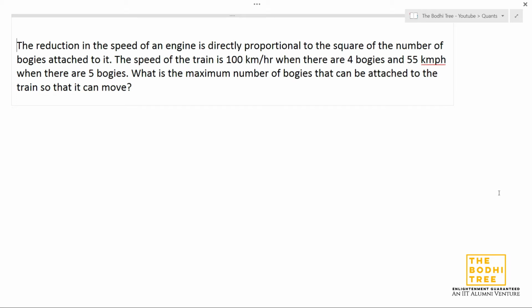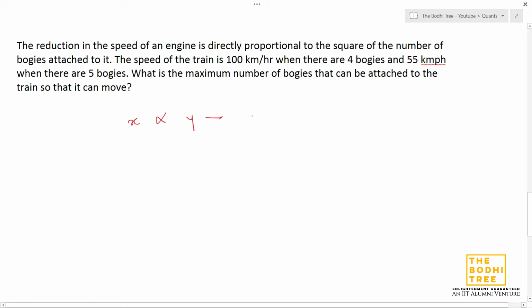So let's directly look into the first question. The reduction in the speed of an engine is directly proportional. All right, so we have direct proportional. Suppose let's say x is directly proportional to y. How do we write this? How do we get rid of the proportionality sign? X is nothing but ky, wherein k is the constant of proportionality, or the proportion constant. Similarly, if x is inversely related to y, in this case xy is equal to k. That's the only difference. This is direct variation, this is inverse variation, right?